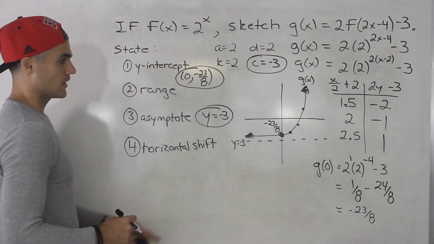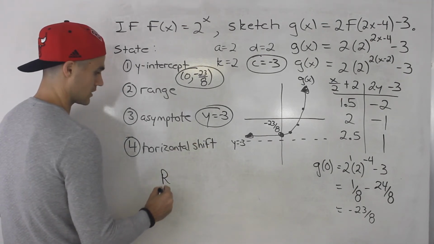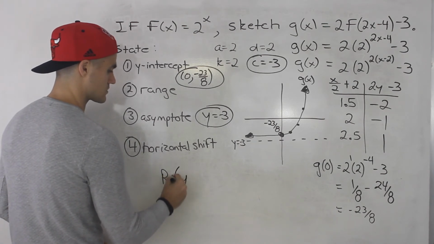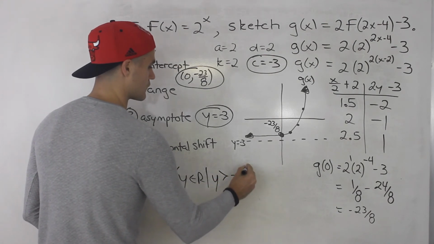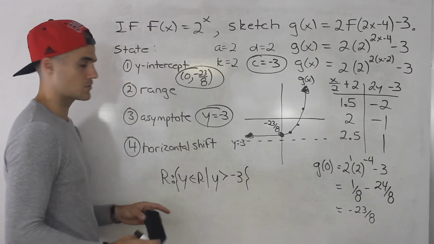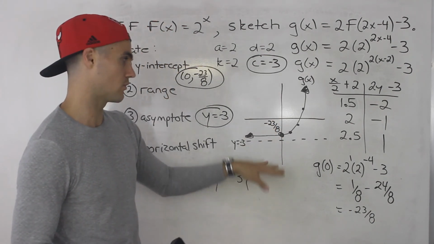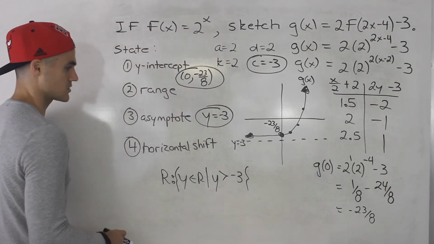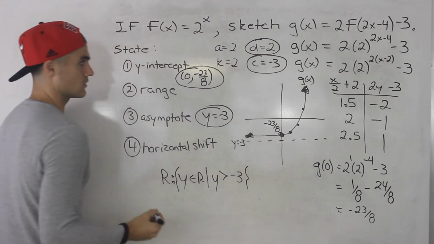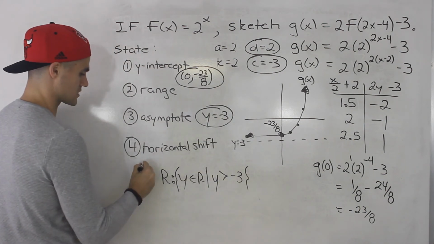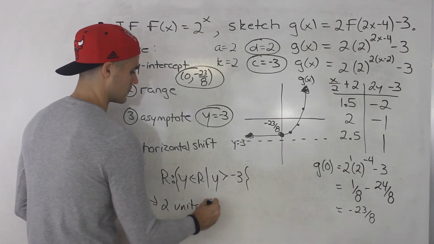What's the range? Well, the range we could tell from the graph. Basically, all of the y values, I'm going to write the range over here. So the y values can be anything, but they have to be greater than negative 3. Remember, the range always depends on that horizontal asymptote, whether the graph is above it or below. In this case, it's above the horizontal asymptote. Then the horizontal shift, that's based on the d value. So d value is positive, so we're going 2 units to the right.